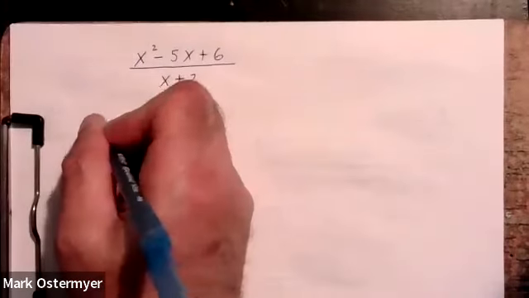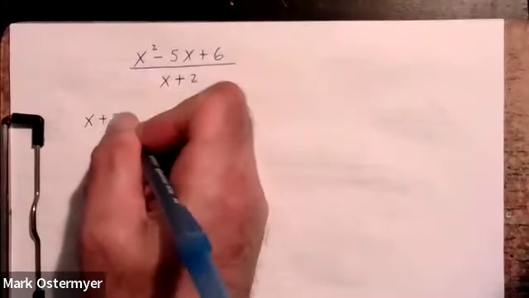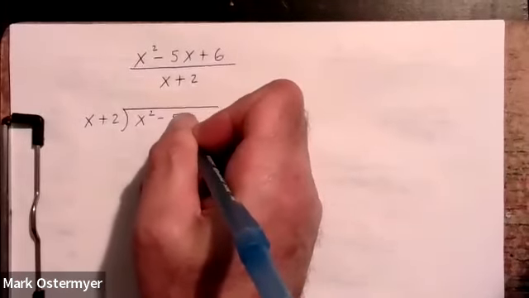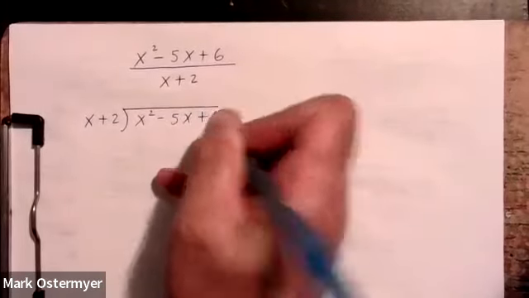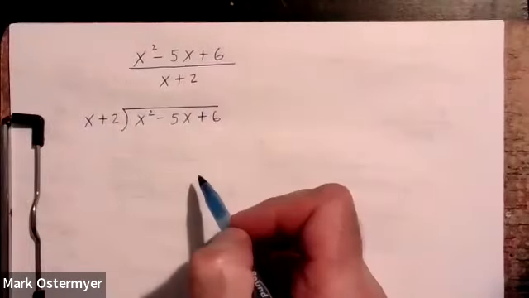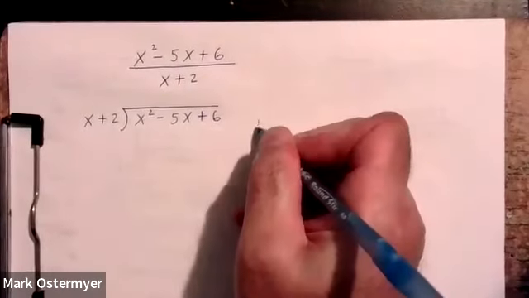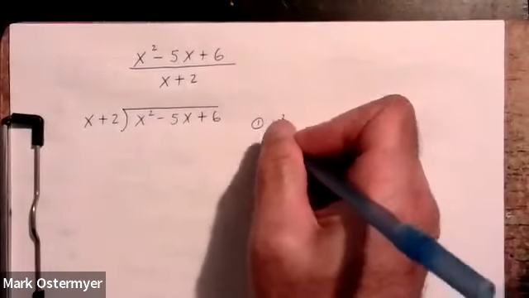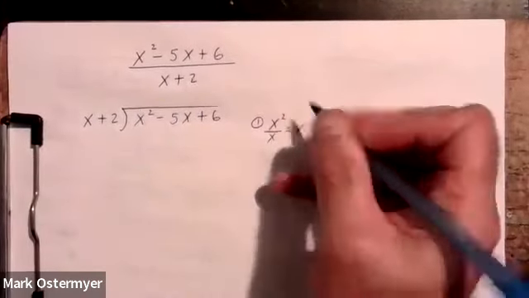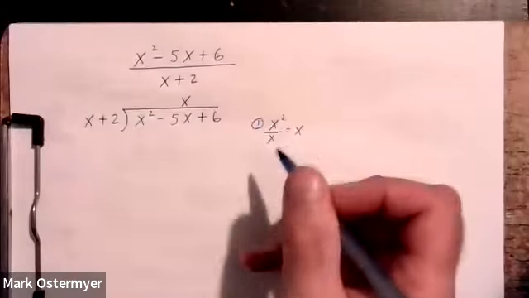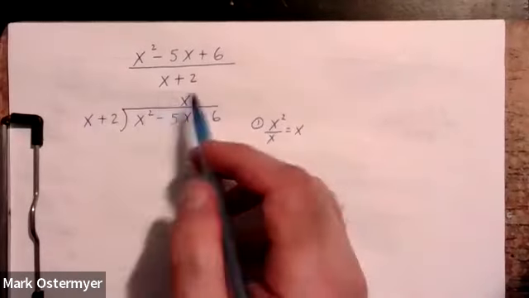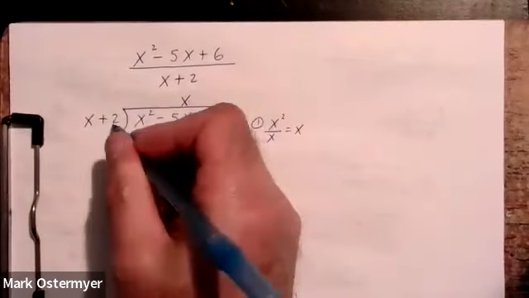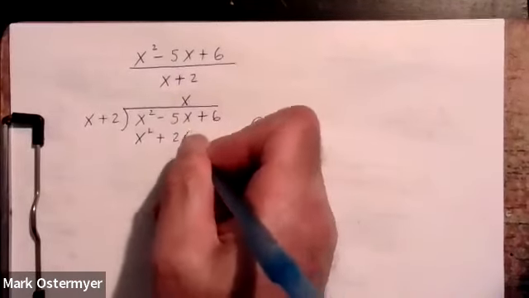All right, so let's do long polynomial division first. No placeholders necessary here. Here we go, round number one. X divides in x squared how many times? X times. X gets multiplied by our divisor. X times x is x squared. X times 2 is 2x.